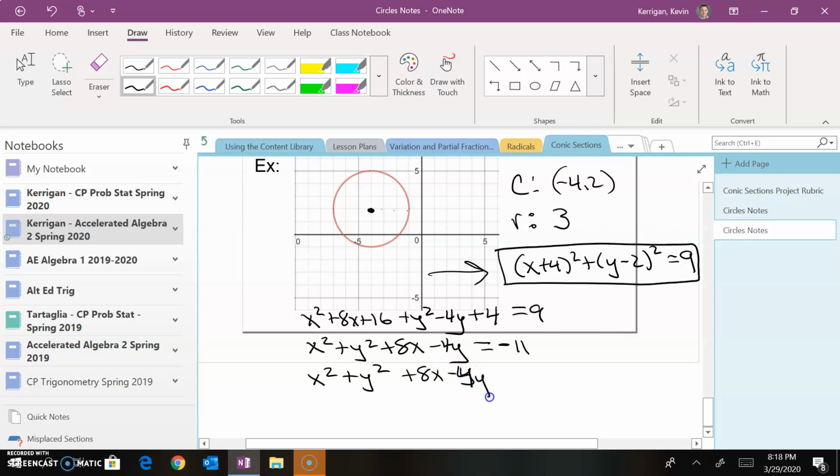Okay? So that's that. We don't have to focus as much about going from form to form, but just being able to graph, and then also looking at a graph and finding the equation is the gist of this video. Okay? All right, everybody.